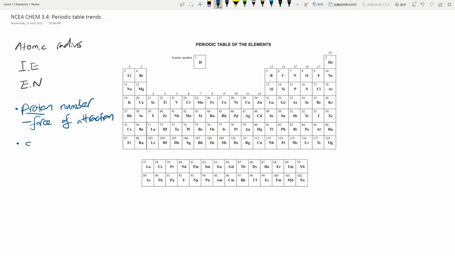And the other thing that we need to consider is the shielding effect. This is probably a concept that's a little bit hard to grasp.